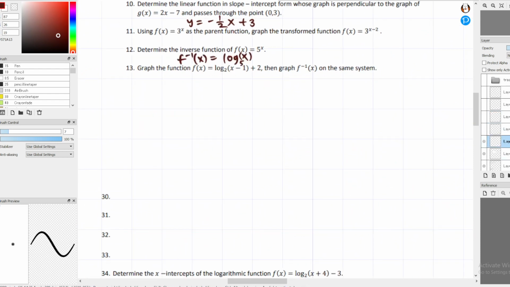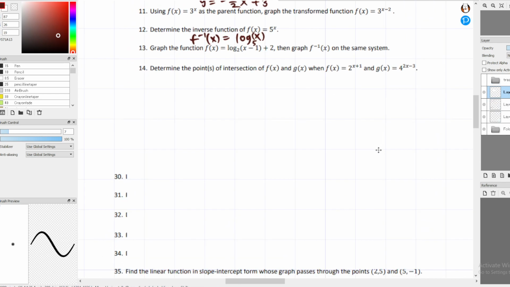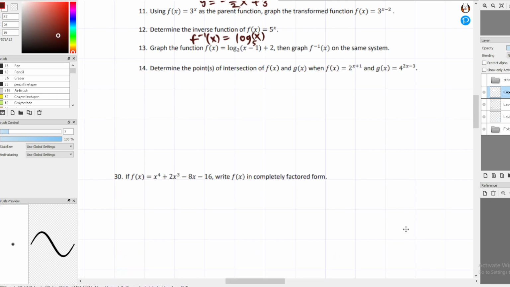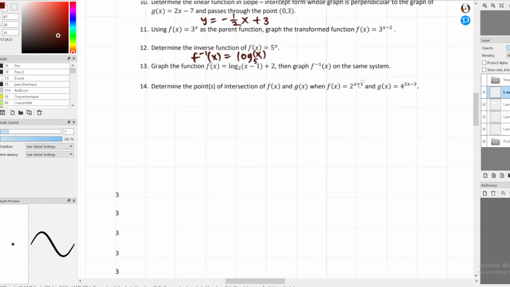Whoops. Hold on. Let me throw these in the trash. And move this down. And we see 14 is asking us to determine the points of intersection of f of x and g of x. Hello? Oh, 14 was the end, I think, of this page. Sorry. Determine the points of intersection of f of x and g of x when f of x equals 2 to the x plus 1, and g of x equals 4 to the 2x minus 3.